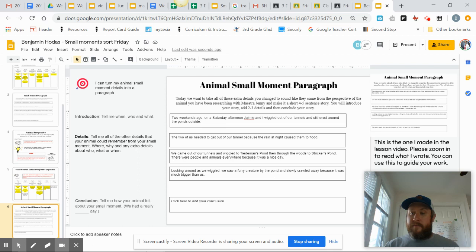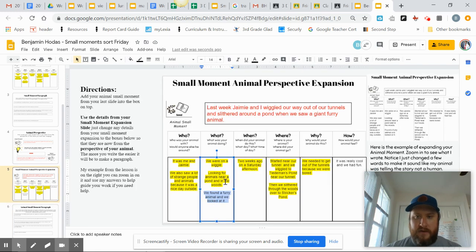Okay. So I'm just thinking about this, trying to do my best to think about it like if I was that worm. And I would imagine seeing a huge animal might be a little scary. All right. We're down to our last detail, friends. And it's, how would your animal feel about this small moment, this day that they've had?